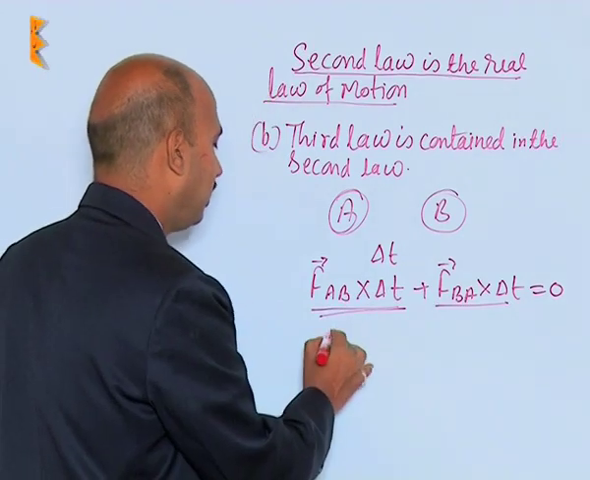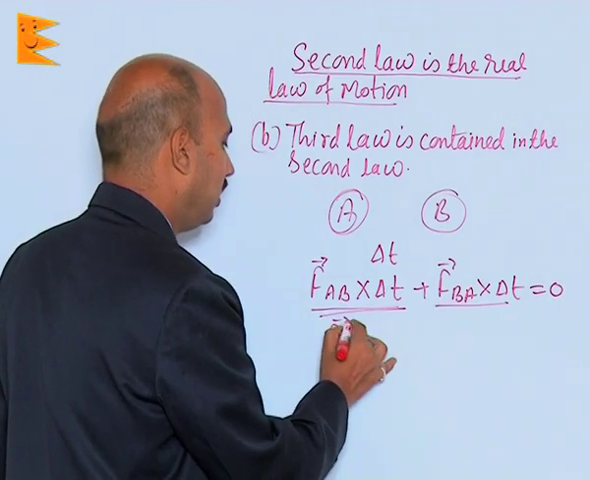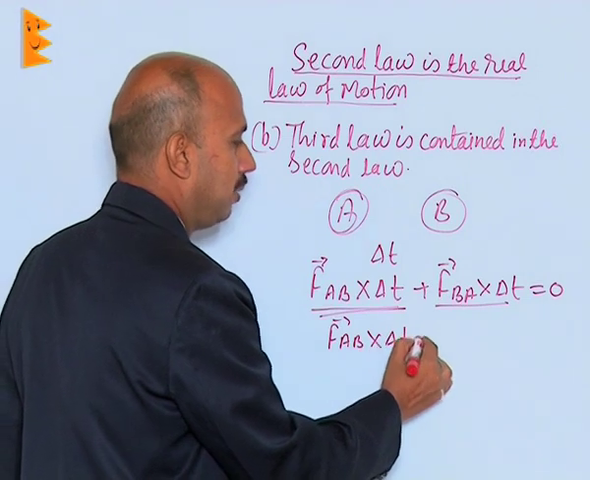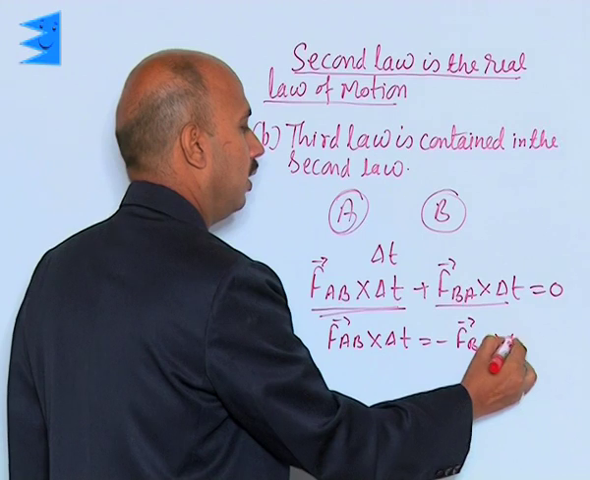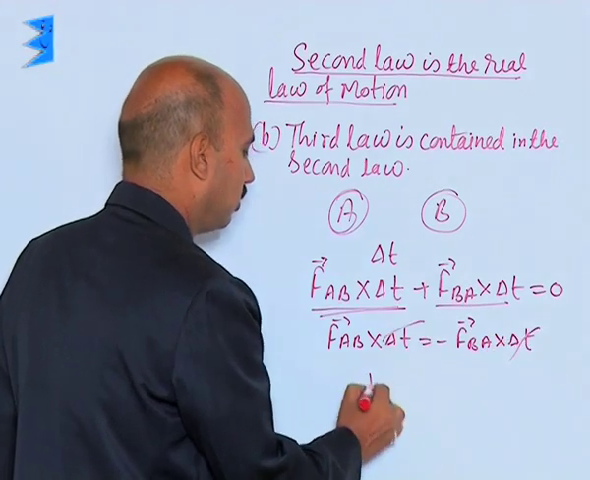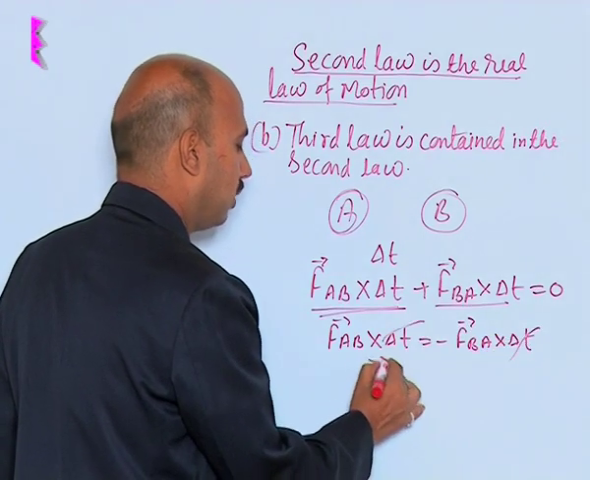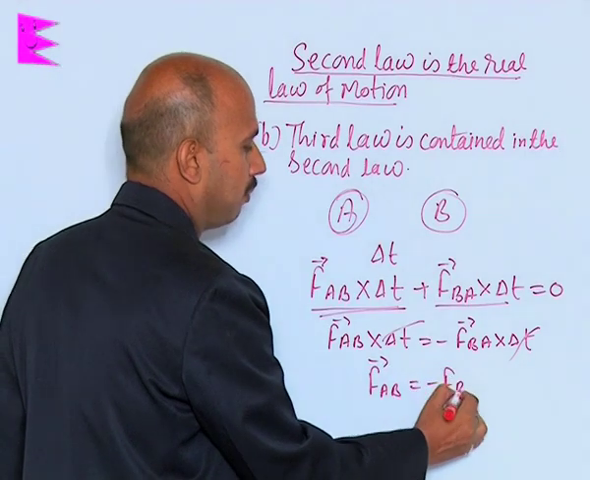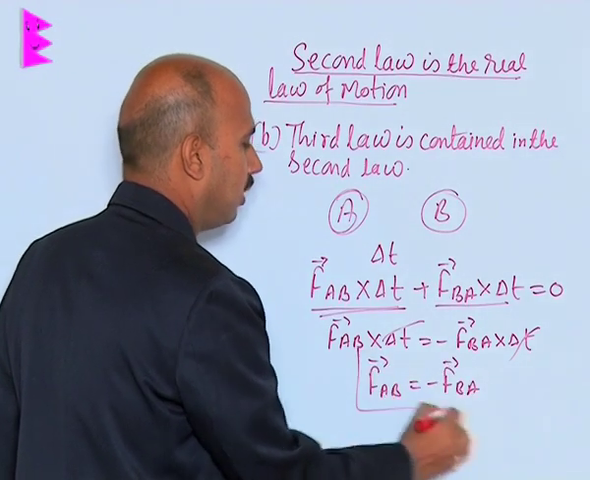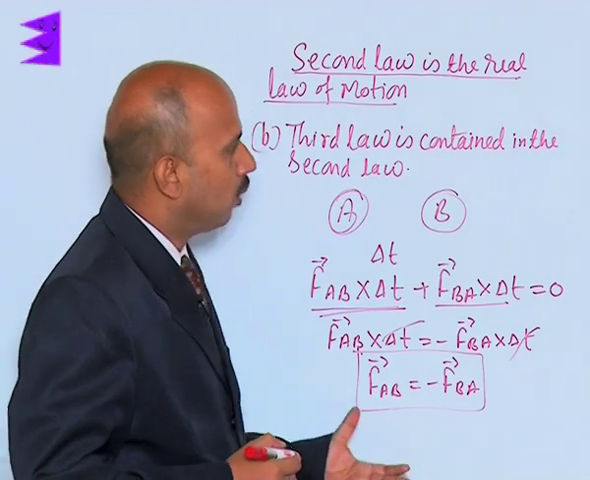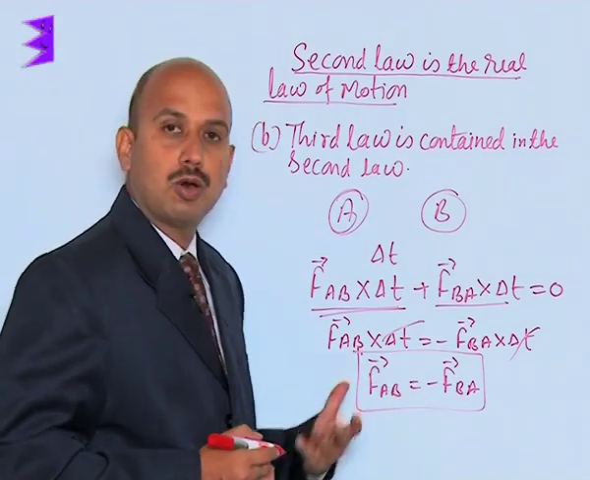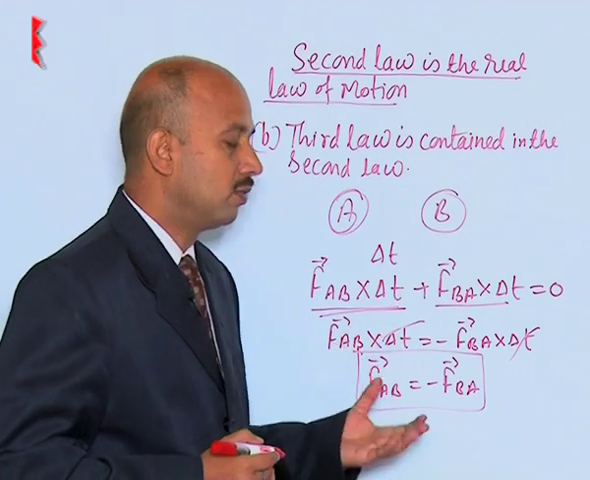So now we can write FAB into delta t is equal to minus FBA into delta t, this cancels. So FAB is equal to minus FBA. This is Newton's third law of motion. So we have derived Newton's third law of motion using the second law of motion, because there is no external force we have used.